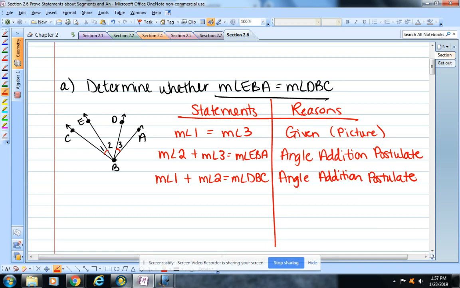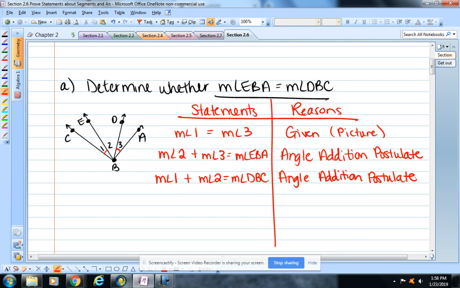Not lines. They both have angle 2 in them, right? They both have angle 2 in common. If you look at the picture, EBA has angle 2 in it, and DBC has angle 2 in it. They both have that angle 2 hanging out in the middle. Y'all see that? Okay, so I can do something there.